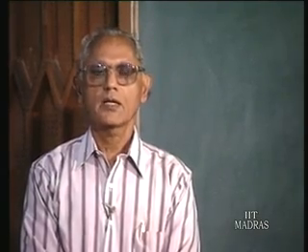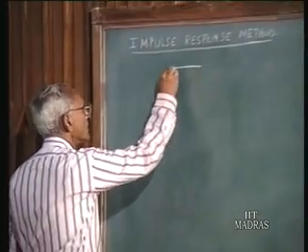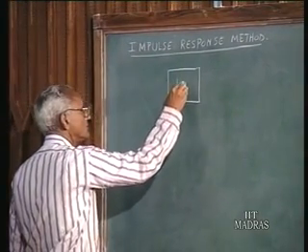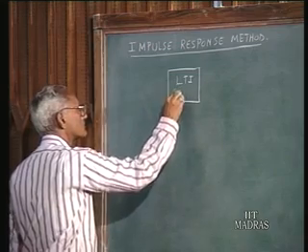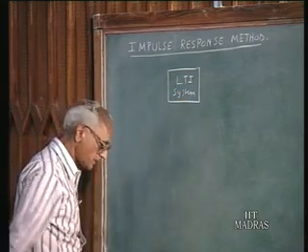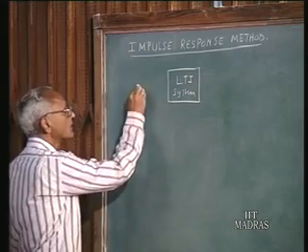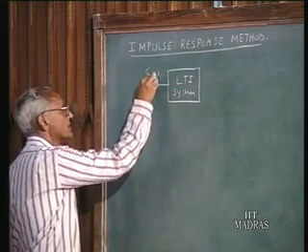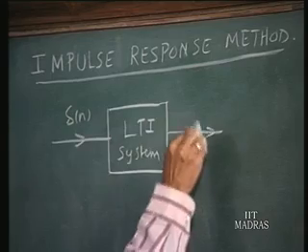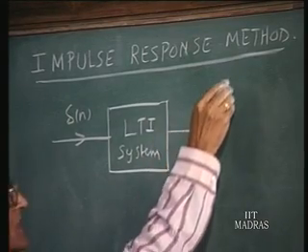You recall that in the continuous time situation, if we knew the impulse response of a linear time invariant system, an LTI system, then we can find the response to any input by the convolution integral. We have a similar result in the discrete time case also. So let us take this discrete time linear time invariant system, and let the input be an impulse delta n, and let us say the output is h n, which is called the impulse response.